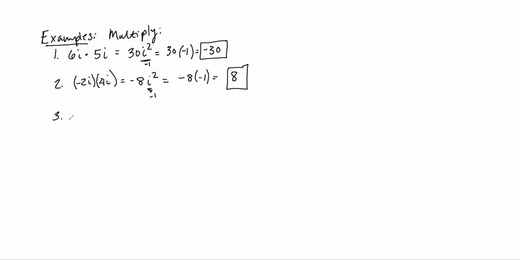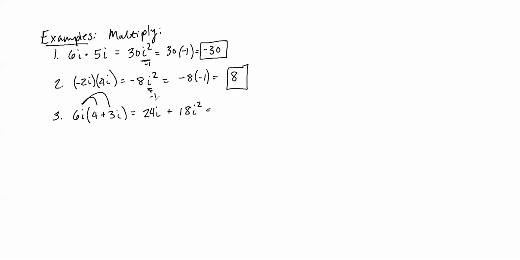All right, let's try another one. This one we're going to be distributing. We're given 6i times 4 plus 3i. Now, just like with variables, we're going to distribute this 6i in. So 6i times 4, we're going to multiply the numbers. So we get 24, and then we have a single i, plus 6 times 3 is 18. i times i is i squared.